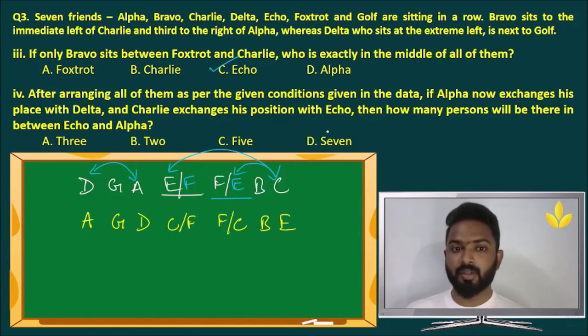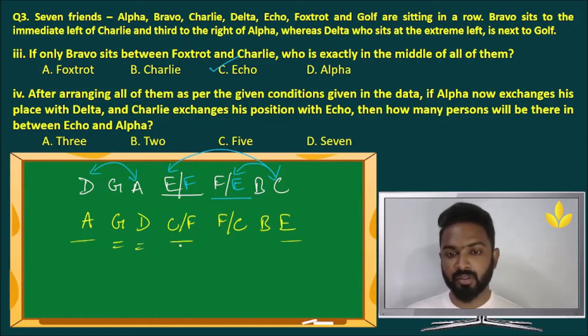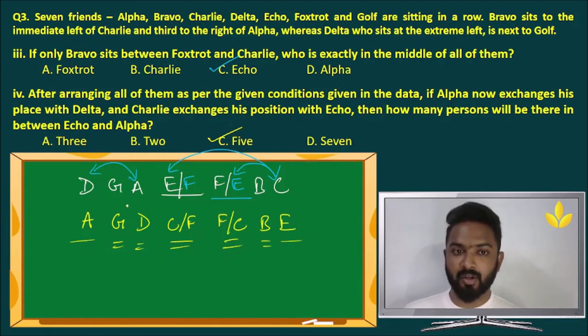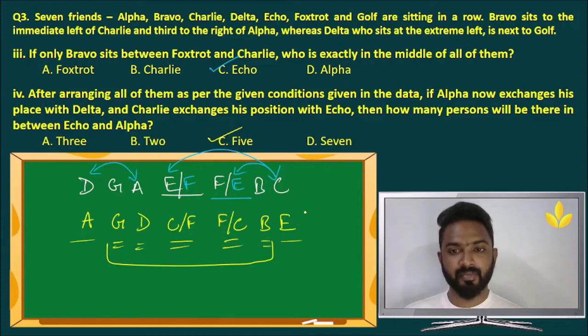Okay. Now the question is, how many persons will be there between Echo and Alpha? Between Echo and Alpha, how many people are there? We have 1, 2, 3, 4 and 5. 5 people. A lot of people mark 7, that is because they include Echo and Alpha both. But they have just told between them. So only between them there are 5 people. That's it.